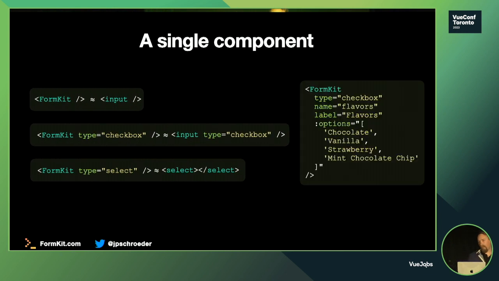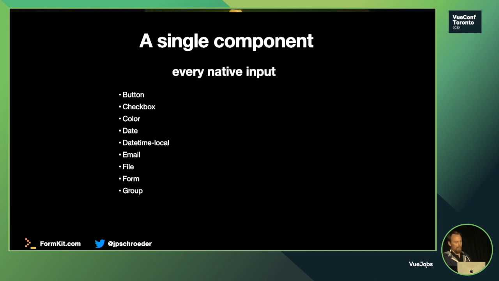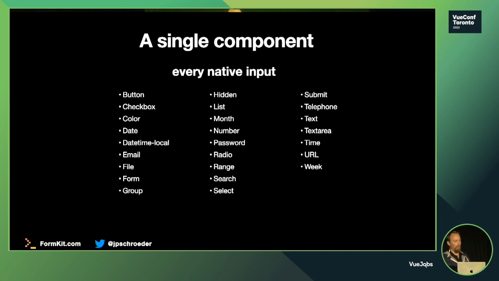And then it's obviously turbocharged, just like any good component would be. So if you say options, this will automatically render an accessible field set with checkboxes inside of it, all with proper IDs assigned and ARIA attributes and so on and so forth. So every single native input is included in the base list.